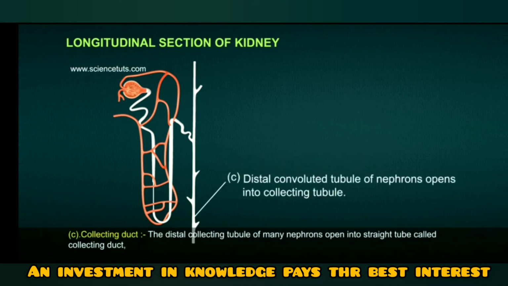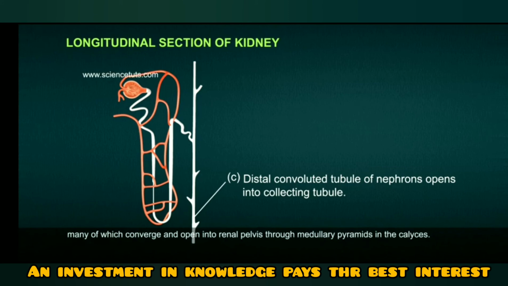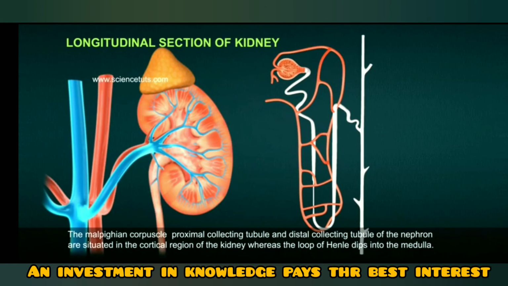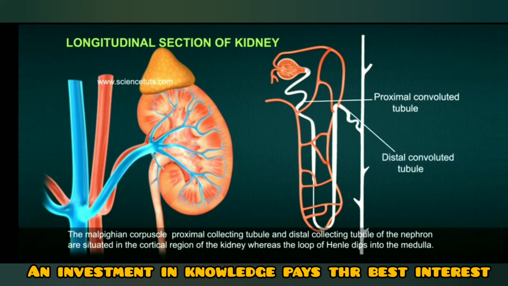C. Collecting duct. The distal convoluted tubules of many nephrons open into a straight tube called collecting duct, many of which converge and open into the renal pelvis through medullary pyramids in the calyx. The Malpighian corpuscle, proximal convoluted tubule, and distal convoluted tubule of the nephron are situated in the cortical region of the kidney, whereas the loop of Henle dips into the medulla.